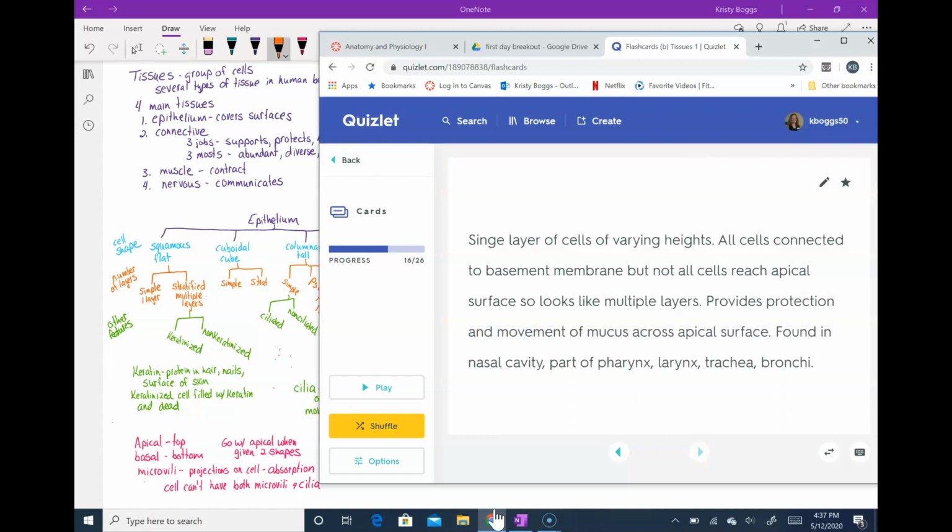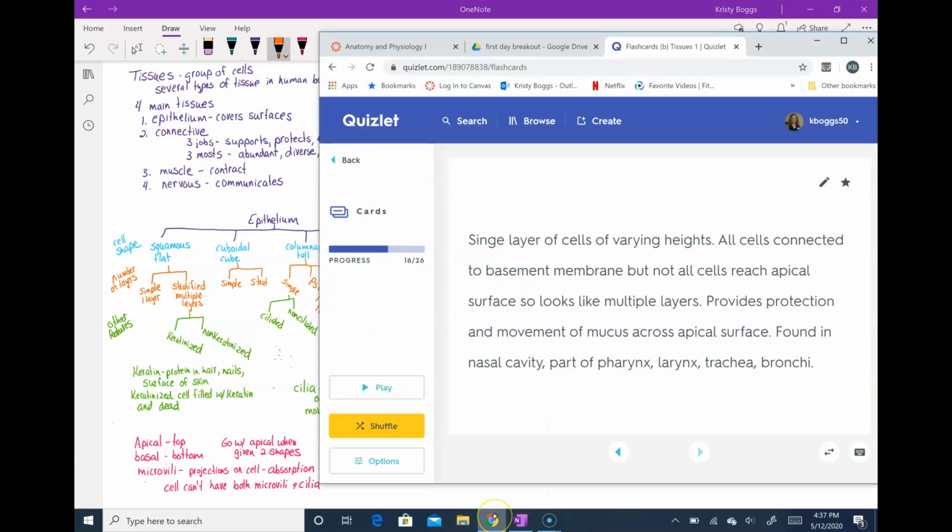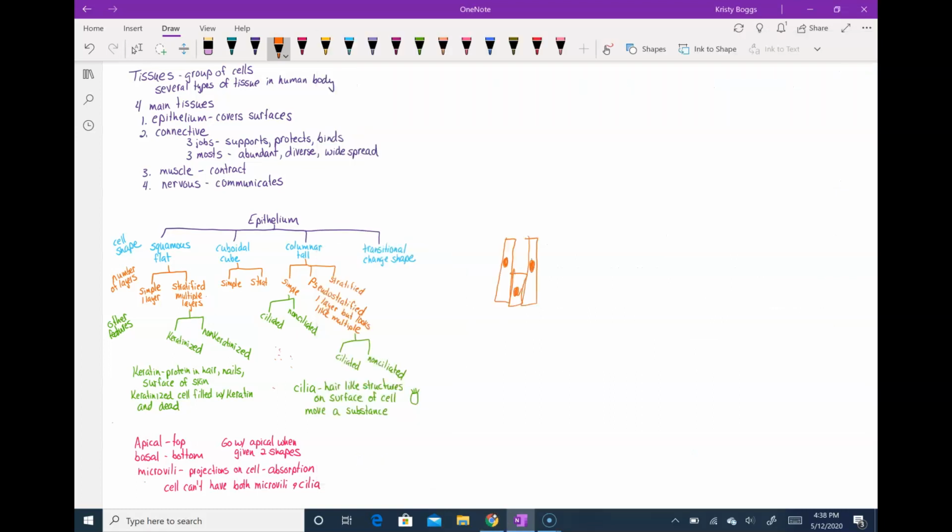Single layer of cells of varying heights. Remember, varying heights, short ones between tall ones? That's your clue to pseudostratified. All cells connected to basement membrane, but not all cells reach apical surface. So that's just another way of saying all of the cells have the same bottom, but not all of them have the same top. So some are taller, some are shorter. So it looks like multiple layers. Provides protection and movement of mucus across the apical surface. So notice there, it's moving mucus. So this is going to be our ciliated, pseudostratified columnar epithelium.